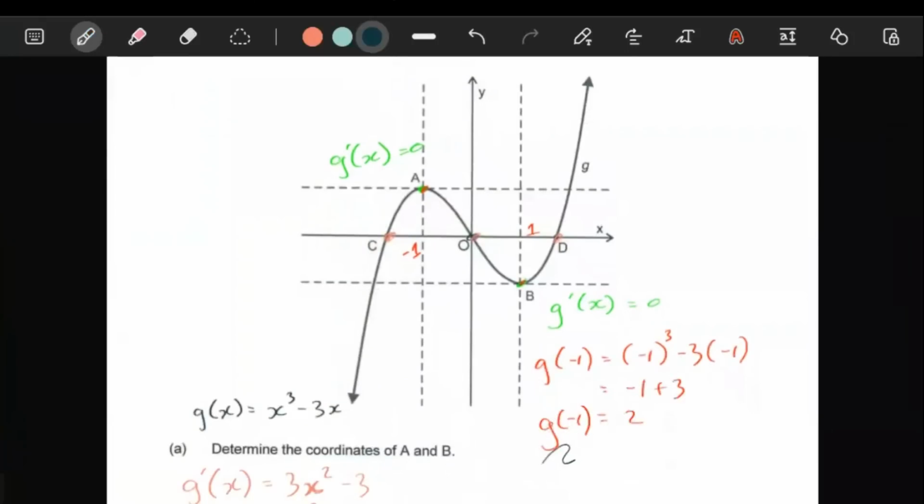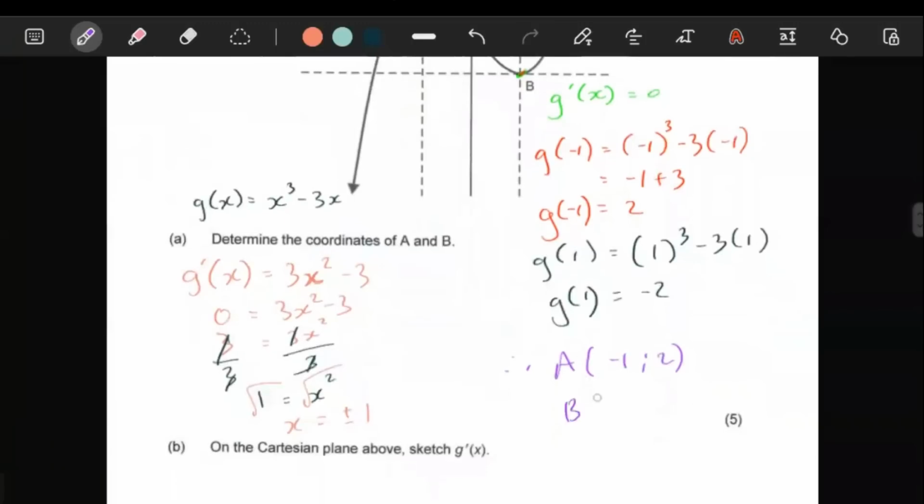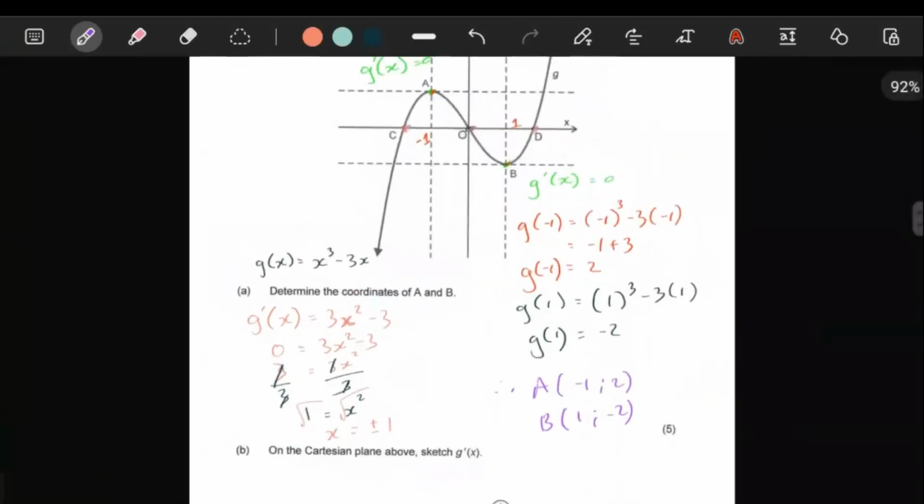The other one, you're going to put a +1. 1 cubed is 1, minus 3, that's a -2. So here, you're going to say, therefore, A is (-1; 2) and B is (1; -2). Great. It looks like the origin is going to be the point of inflection, but yeah, let's keep moving forward.